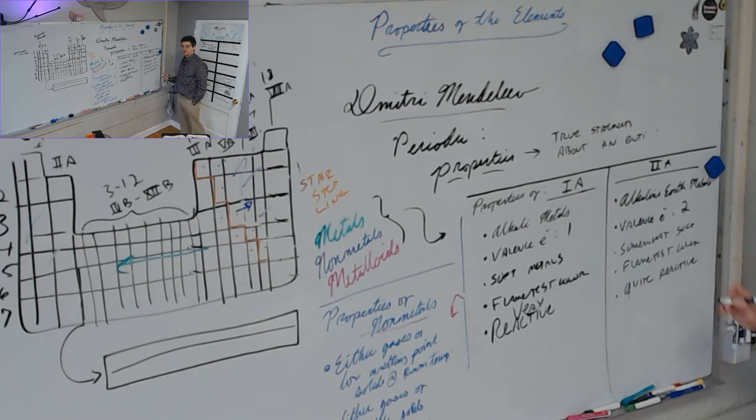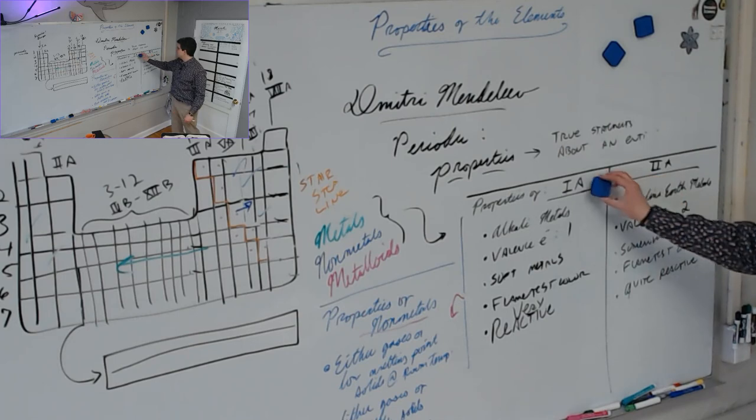They're not as reactive. Why would that be? What makes group 1 so reactive? Because it's in the very first... Yeah, how many valence electrons? One. It really, really wants to get rid of that one so it can meet the octet rule. This one has to get rid of 2, so it takes a little bit more energy. Group 2A are quite reactive.